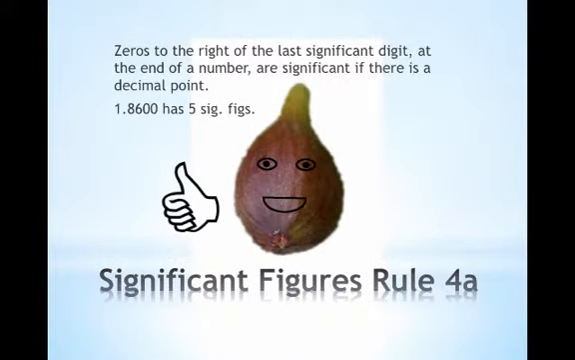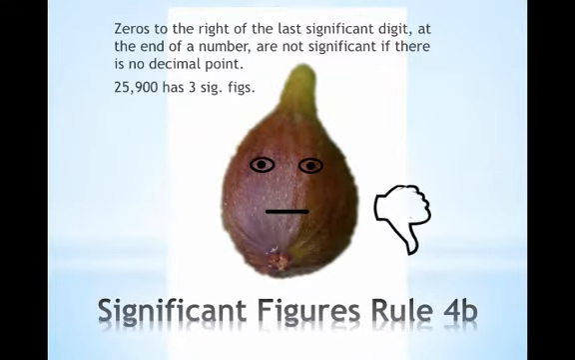The first part of Rule 4 is that zeros at the end of a number, to the right, are significant only if there is a decimal point in the number. The second part of Rule 4 is that zeros at the end of a number are not significant if there is no decimal point in the number. There are exceptions to this, and it is best determined by context.